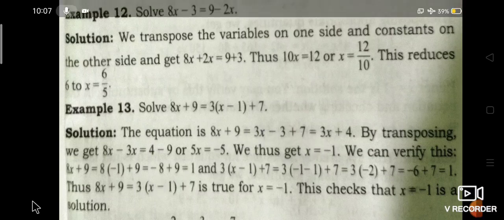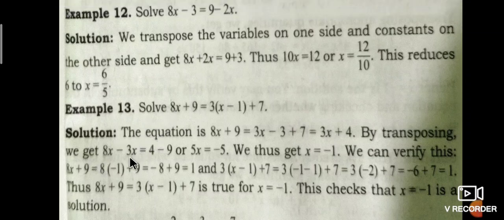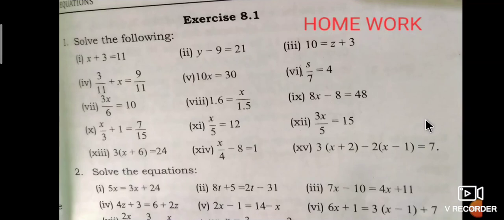Transposing, 8x minus 3x is equal to 4 minus 9, or 5x is equal to minus 5, thus x is equal to minus 1. This is the solution of this equation. We check it by putting the value x is equal to minus 1 in the equation. Therefore, LHS is equal to RHS, so x is equal to minus 1 is the solution of the given equation.